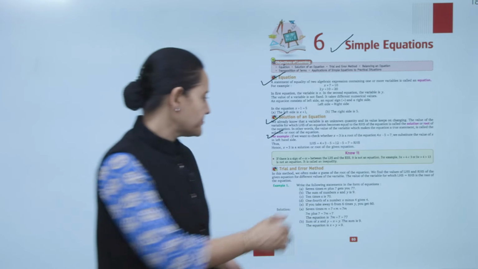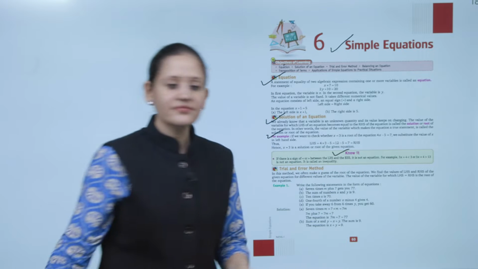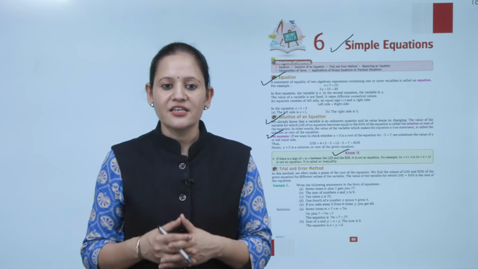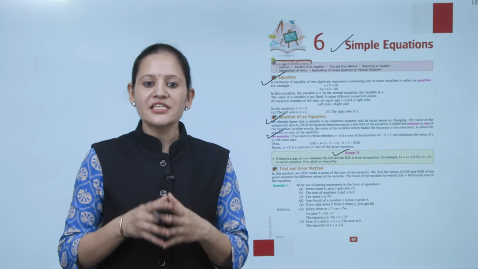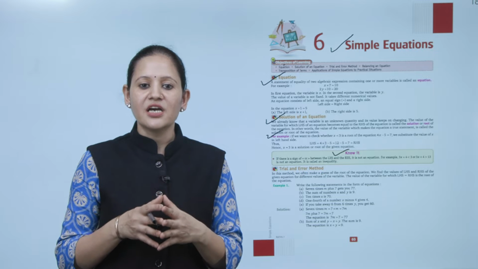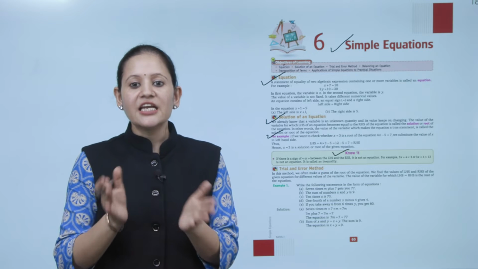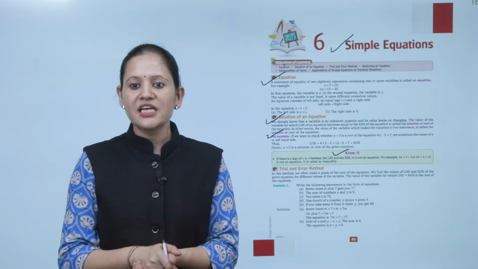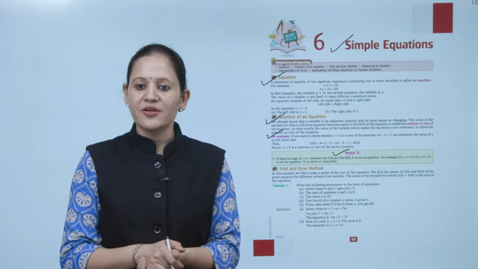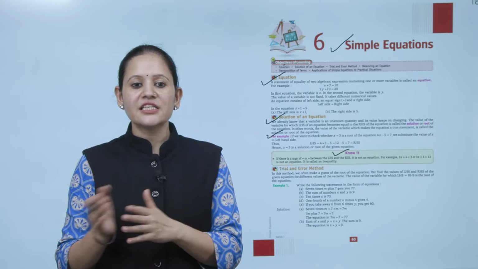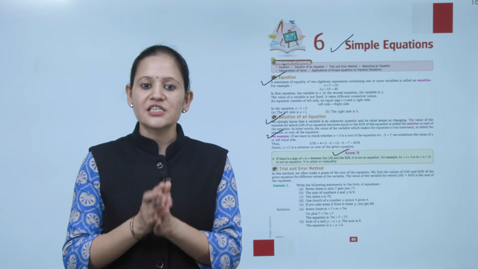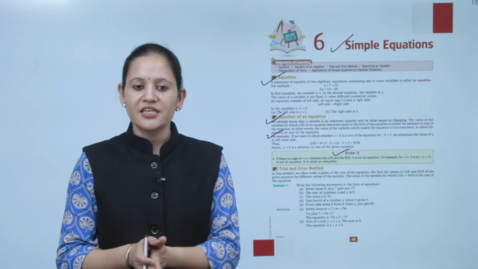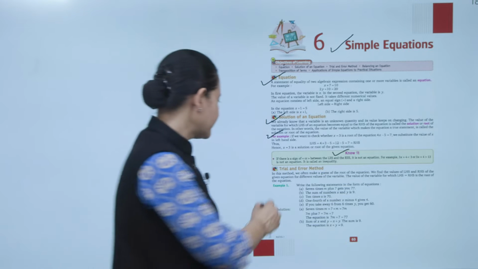Next is know it. If there is a sign of less than or greater than between the left hand side and right hand side, it is not an equation. For example, 3x plus 4 is less than 3, or 3x plus 4 is greater than 13. It is not an equation. It is called an inequality. Next is trial and error method.